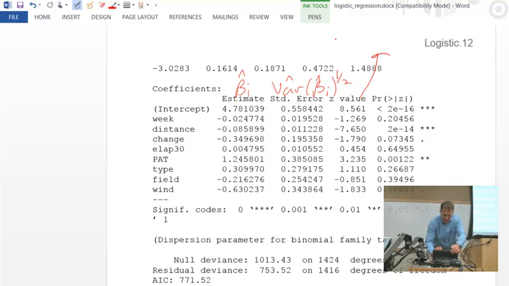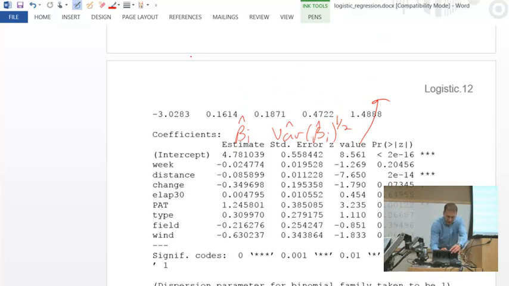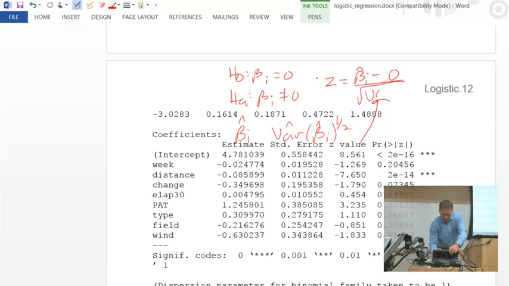And then we have a z column. This is going to allow us to perform a hypothesis test to test whether or not a particular variable is important to include in the model. So it's just the standard beta i equals 0 versus beta i does not equal 0. And in my test statistic, we'll call it z because we're going to use a standard normal approximation for it, is beta hat sub i minus 0 over the square root of the estimated variance of beta hat i. Okay?